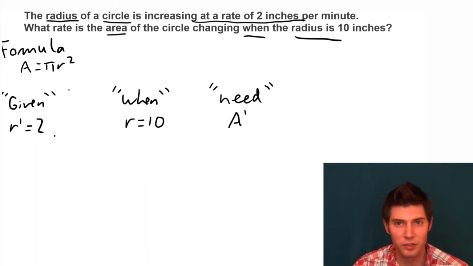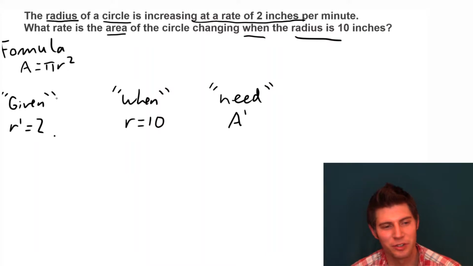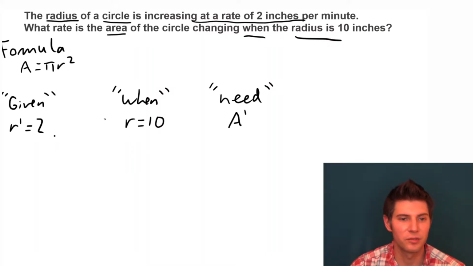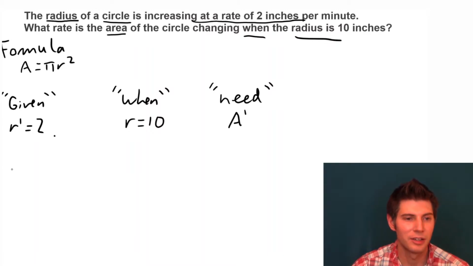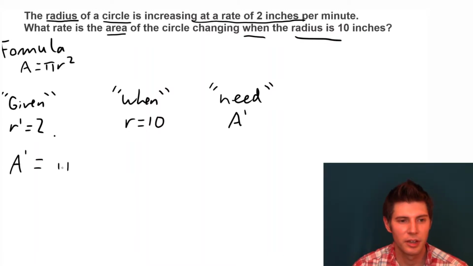So first step was identify the formula. Second step was identify the given, the when, and the need. Now the third step is going to be manipulating this formula so we have all these variables. If we just take the derivative, we'll have that. So derivative: A prime equals, and then pi is just a constant, 2r r prime.